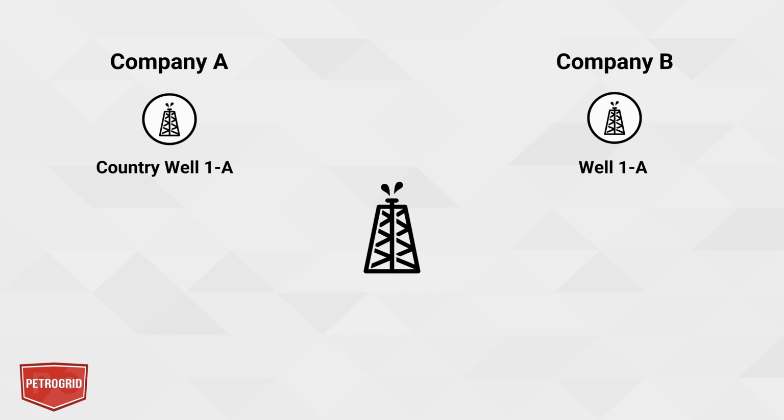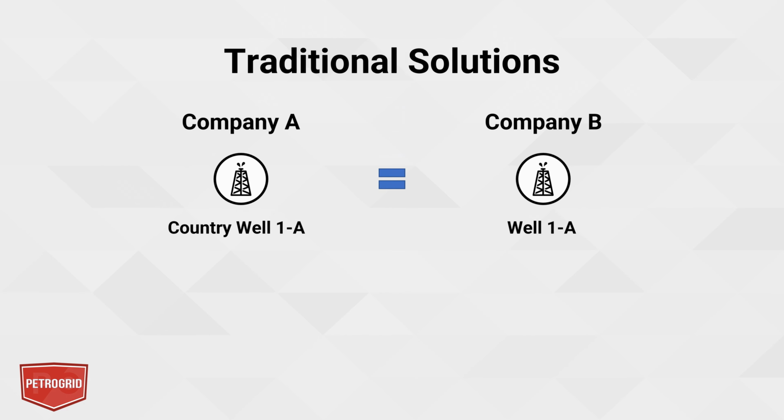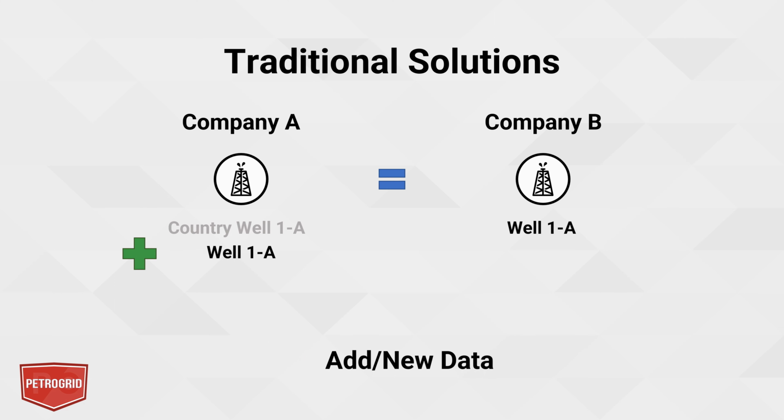As an example, two different service companies may provide two different names for exactly the same well. One service company may prepend the well name with a country prefix, whereas the other may choose to leave it out. Traditional solutions of data reconciliation have resorted to either altering the data or even adding and creating new data.